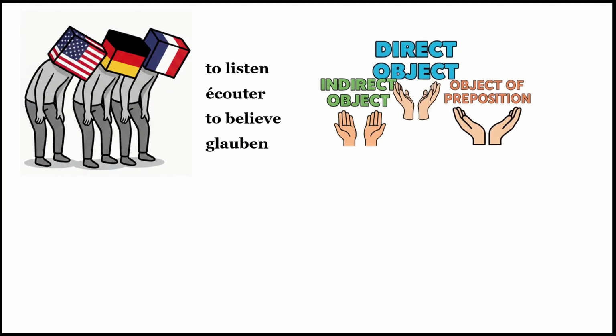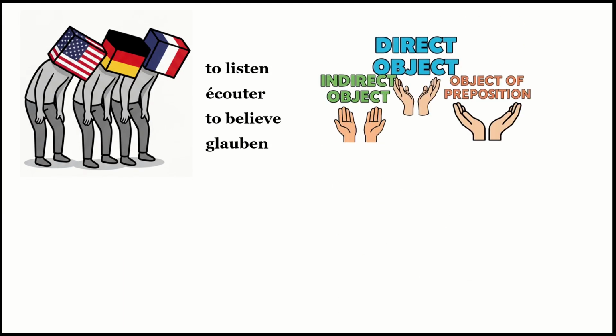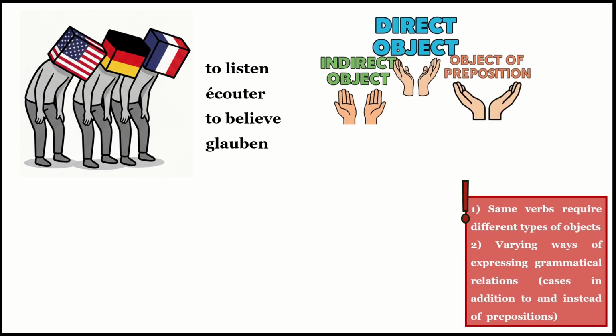Why does this matter? Most languages have objects, but verbs don't always govern them in the same way. A verb that takes a direct object in English may require an indirect object or an object of a preposition in another language. Also, the categories of objects are not defined the same way across languages. In languages with case systems, direct and indirect objects are often marked by the case they take, rather than by a preposition. Take a look at the following pairs of sentences that demonstrate this mismatch.